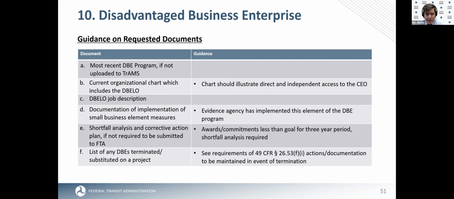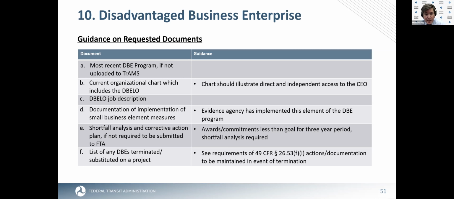Then next up, you want to provide a current organizational chart, which includes the DBLO, again, the DBE liaison officer. The organization chart should show that the DBLO has direct and independent access to the CEO. In other words, they don't have to go through channels to talk about DBE issues. Item C here, the DBLO job description. That would be the job description for whoever is holding the DBLO position. And hopefully that job description talks about their DBE responsibilities, their responsibilities for implementing the DBE requirements for your organization.